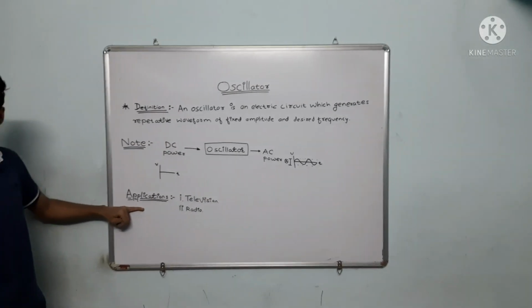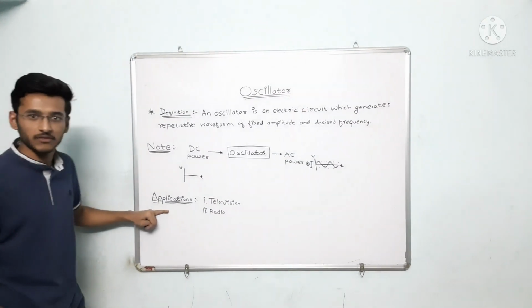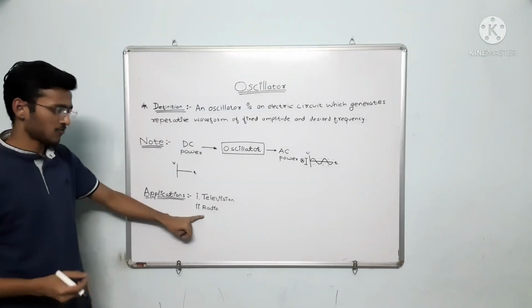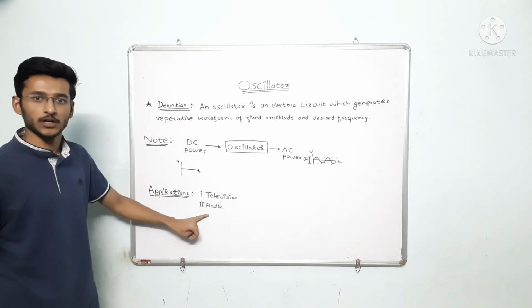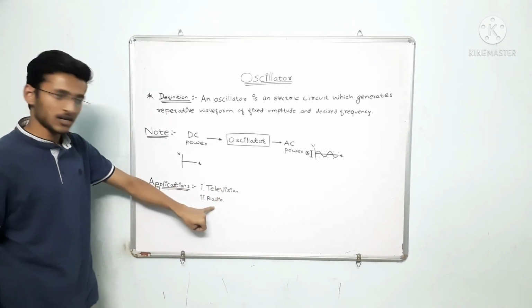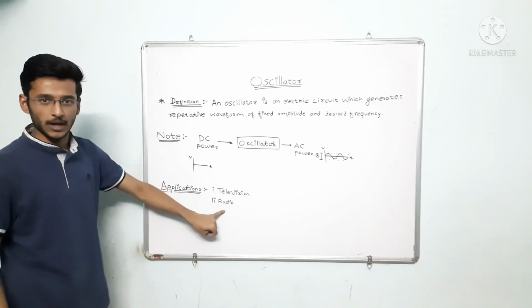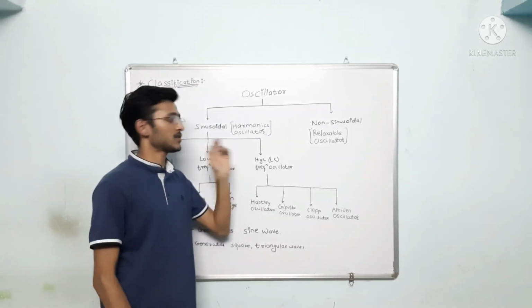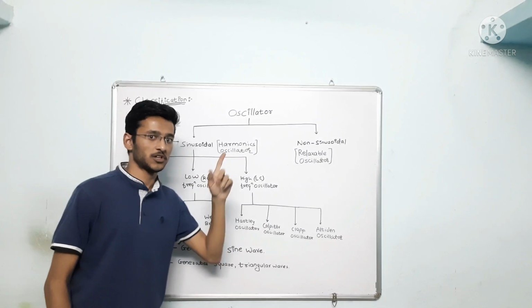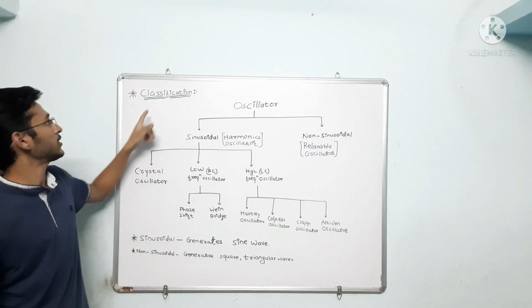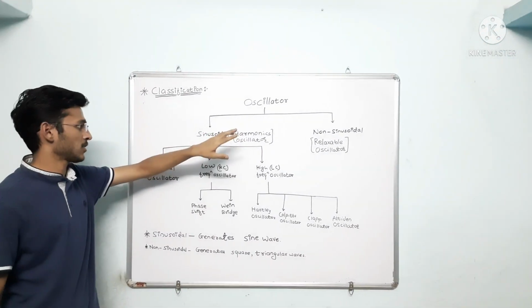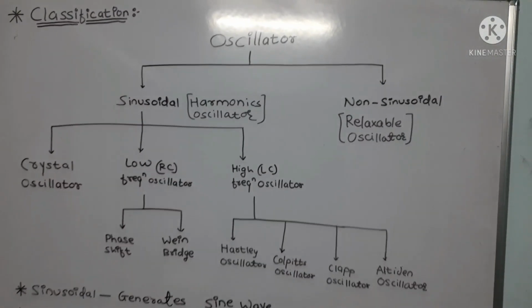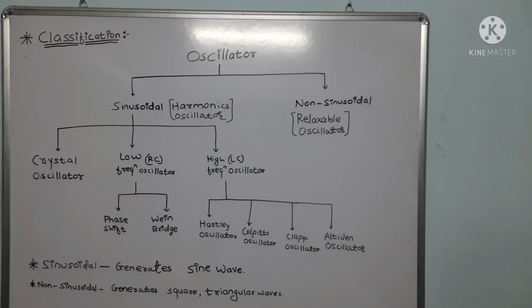Now, the applications of the oscillator. We use many electrical appliances in our day-to-day life. Two of the very basic applications we use are television and radio, which are the most basic applications of the oscillator. As we have seen the basic concept of the oscillator in the previous slide, now we are going to see the classification of oscillators. This is a tree diagram that describes the basic classification of oscillators.